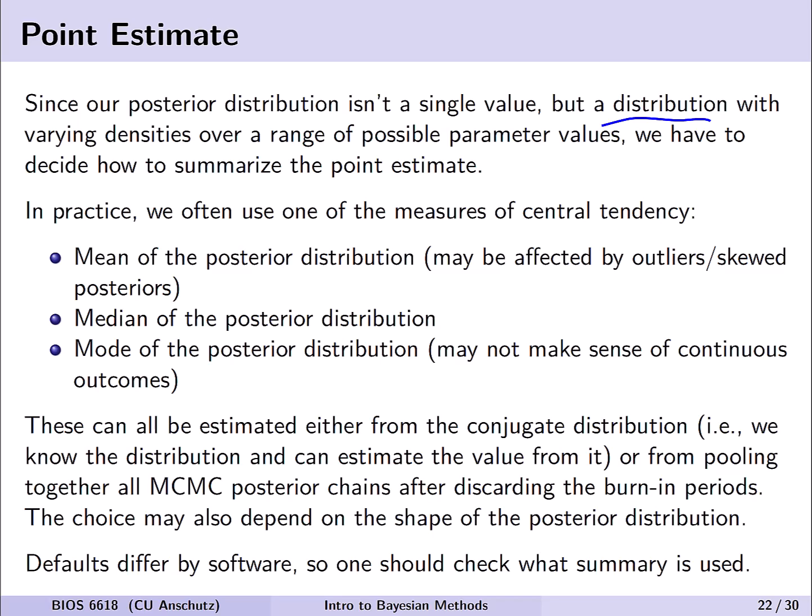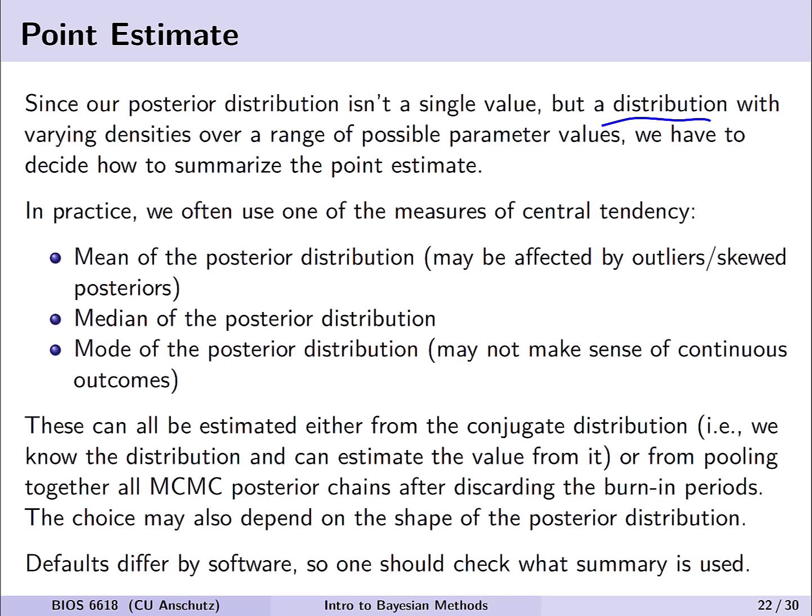Now, these can all be estimated either from the conjugate distribution, if we're lucky enough to have something with a closed form posterior, because we actually know, let's say, that it's a normal distribution and therefore it has mean mu, standard deviation sigma. Or if we don't want to make that assumption of knowing a conjugate distribution, or we just want to fit an MCMC numerical integration approximation approach, we can also pool together all of our posterior chains if we have multiple, and after we discard those burn-in periods, we can then estimate the mean from the pooled chains, or the median, or the mode.